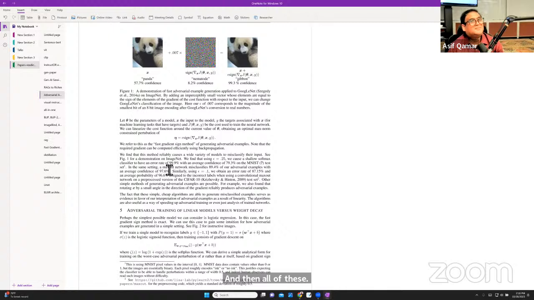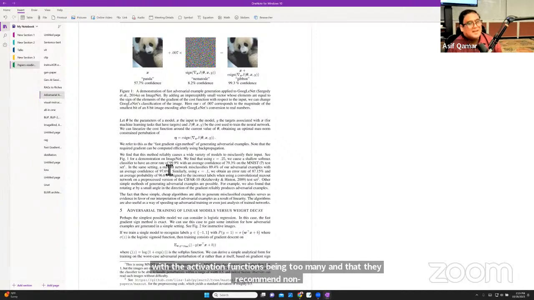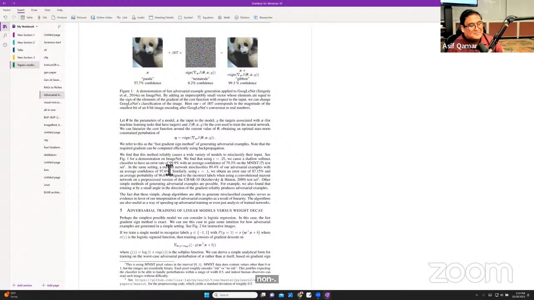How does it work? Kate? How does it work? The main point I got in this paper was that they're saying it's a problem with the activation functions being too linear, and that they recommend a non-linear activation function to solve it. Yes, that's right. So that's a great point.